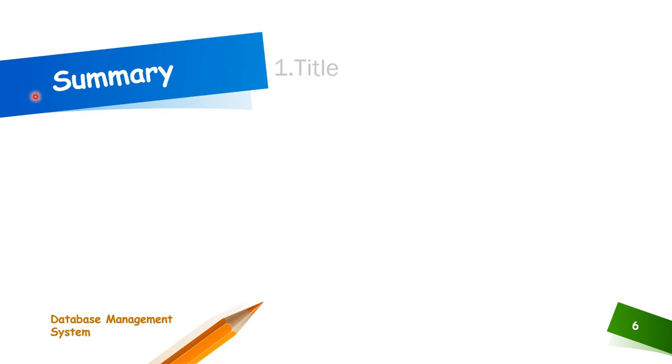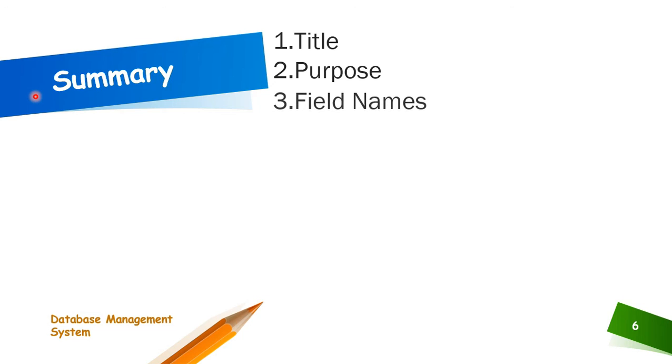So, as a summary, in order for us to create our database system, we need to identify first the title of our database. After we identify it, then we need to identify or create our purpose. Why are we creating that database? Then, who will use the database. Then, next is field names. We're going to identify the field names that are needed for our database system based on the purpose.